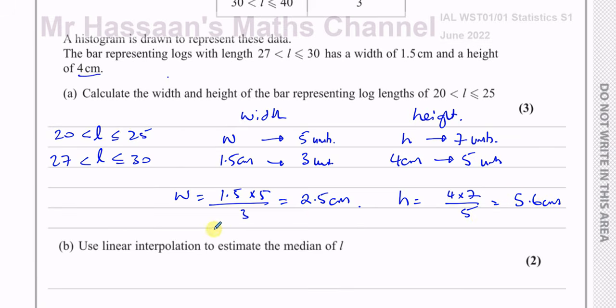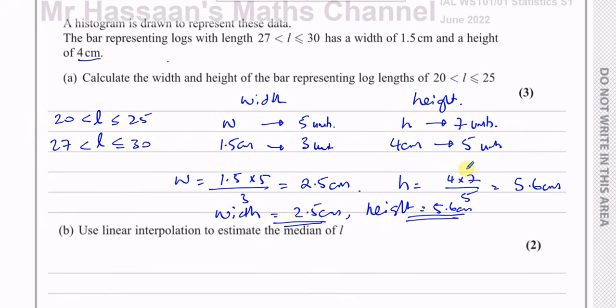Okay, so that's the width. The width of the bar that we need is 2.5 centimeters, and its height is 5.6 centimeters. So there's the answer to part A, using proportion. It's quite a common type of question.